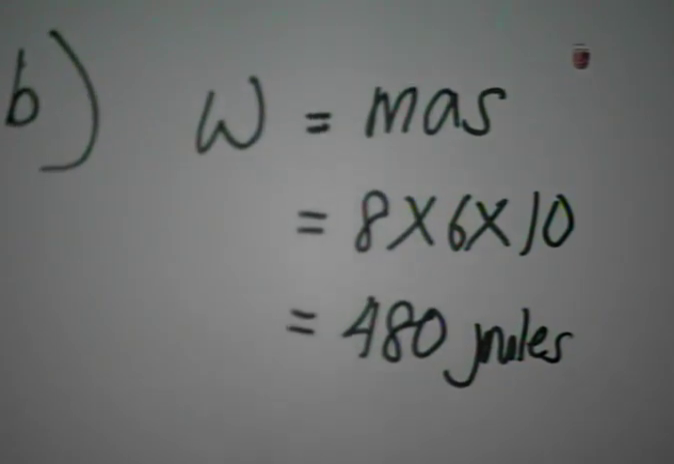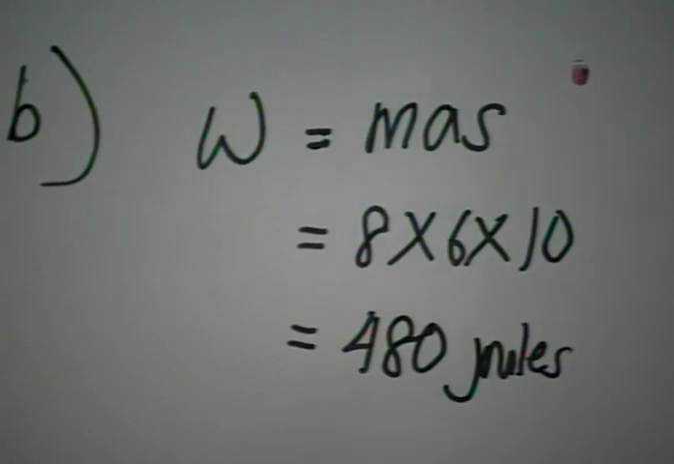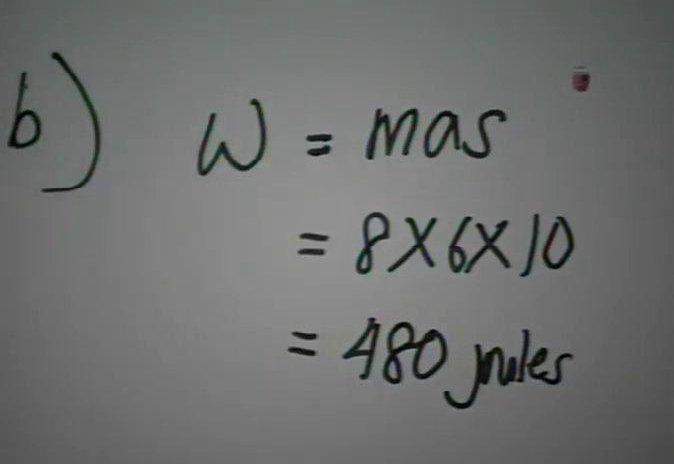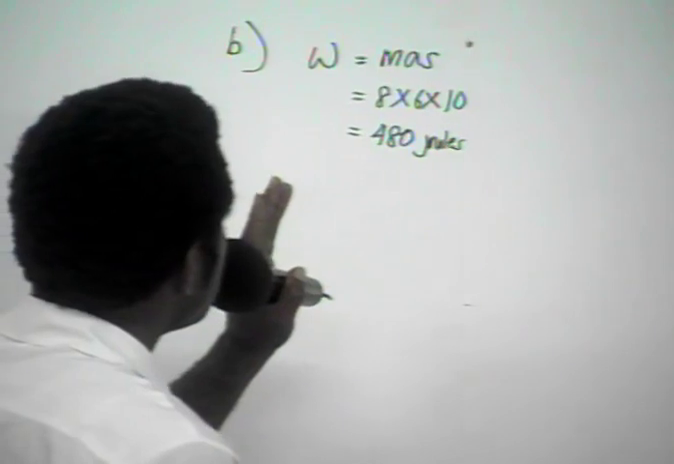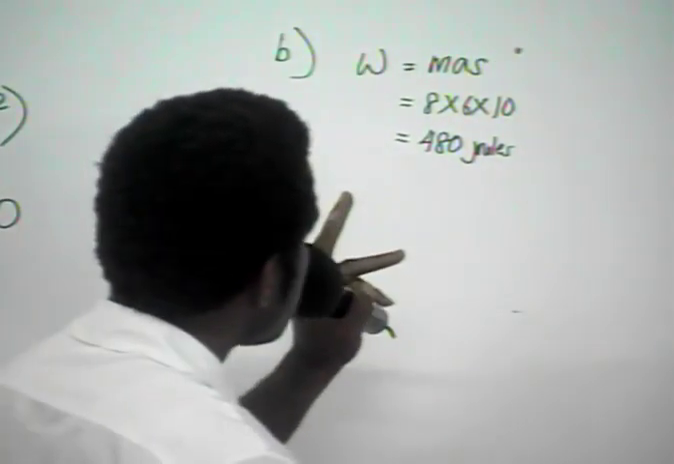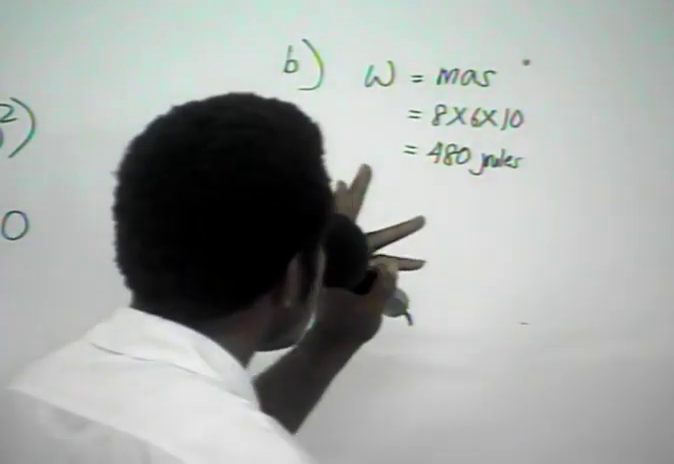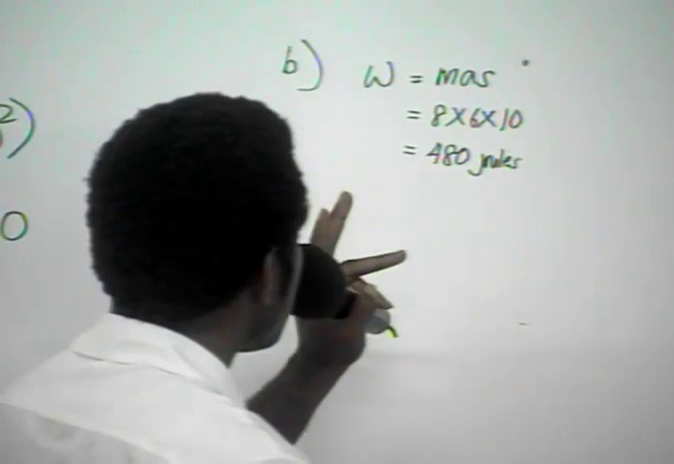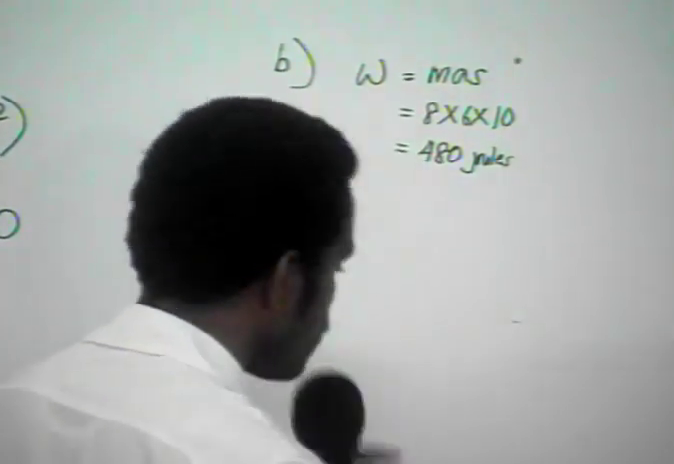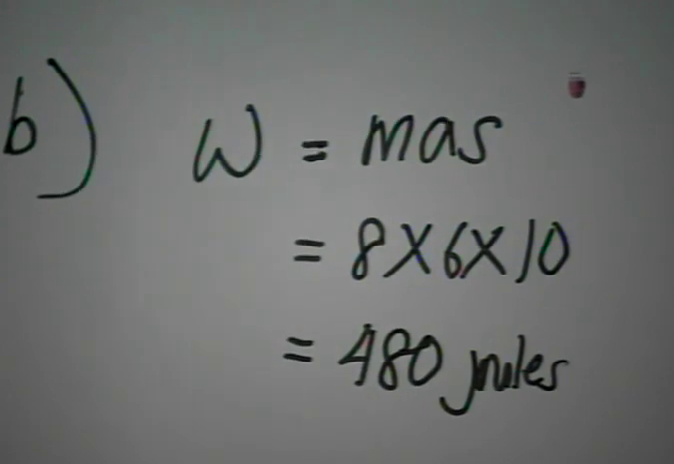To get the work done by the force, we use the formula: work equals mass times acceleration times distance. Mass is 8 and acceleration is 6 times distance 10. We'll get 480 joules. For B it is 480 joules. Do we have something like that? Correct. Okay, moving on to part C of question 3.